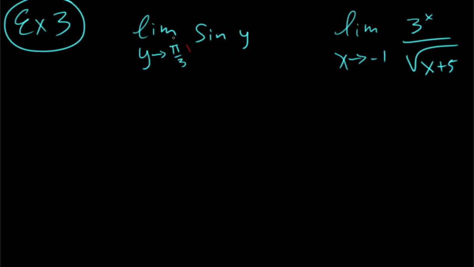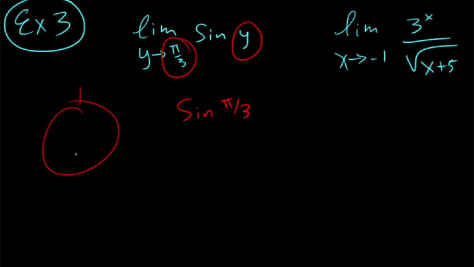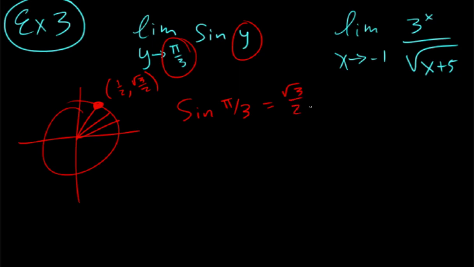The first thing we want to do, we always want to just plug this in and see if it works. So sine of pi thirds, we plug that in, we get a value. If you want to do it by hand, you can. So 1, 2, 3. This is our pi thirds, and that's 1/2 comma square root of 3 halves. Sine is the y value, so that's square root of 3 halves. Hopefully you feel comfortable with that. If not, let me know. We can talk more about it in class.